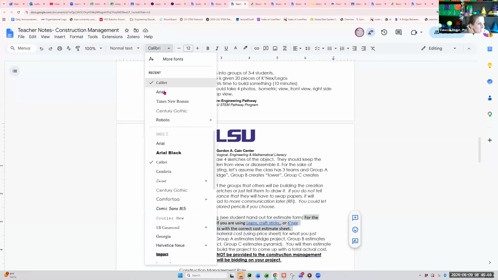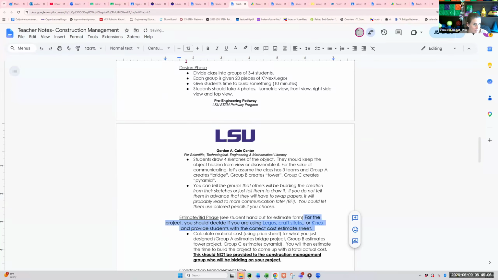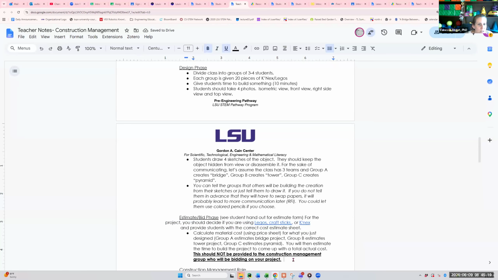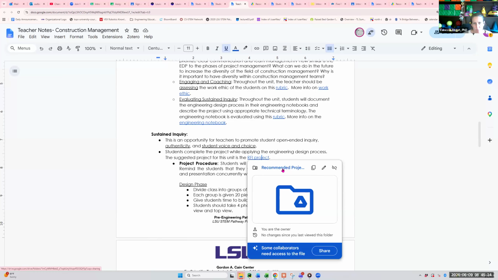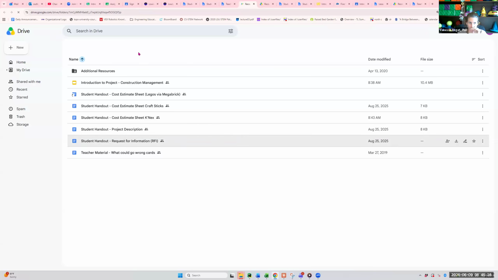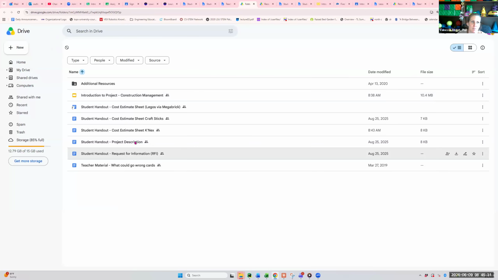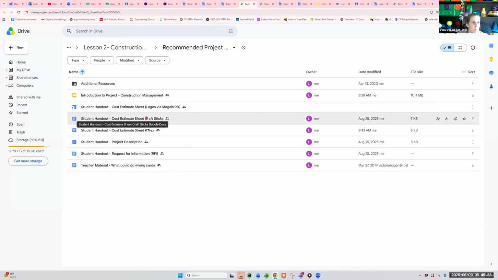I'll add them in the teacher notes because in theory, everything that you need should be in the teacher notes. Generally I try to have everything linked here, and the recommended project folder will take you to the root Google Drive folder that should have everything that you need for that project.